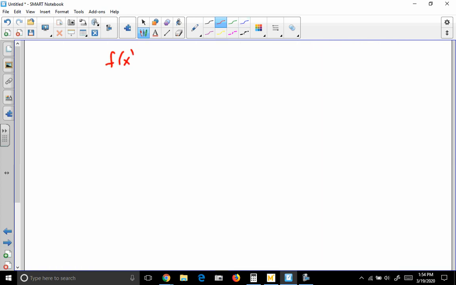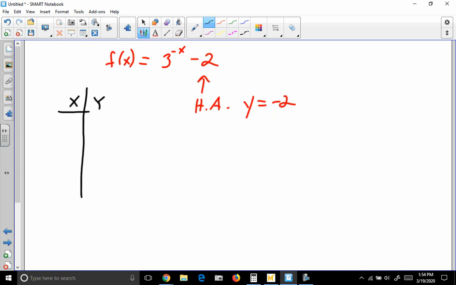Let's suppose our function is 3 to the negative x minus 2. So since we have a number added or subtracted, that's going to be our horizontal asymptote. It's going to be down 2. And then to figure out exactly which direction our graph is going, we'll use negative 2 and positive 2. That doesn't mean that's the domain.